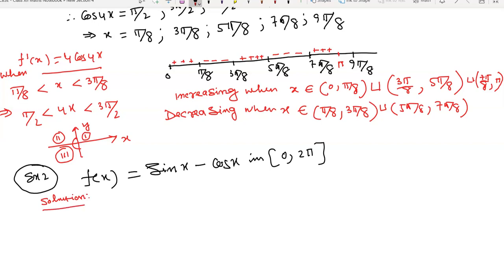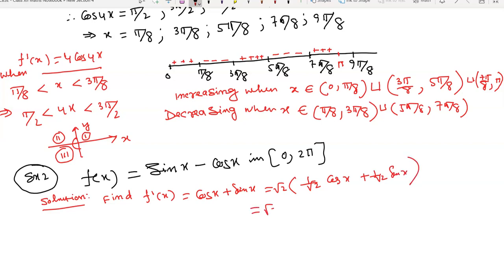So for critical points, we will be putting f dash x equal to 0. Find f dash x equal to cos x plus sin x. This is nothing but, all of you know, root 2 times 1 by root 2 cos x plus 1 by root 2 sin x, which is root 2 cos x minus pi by 4.